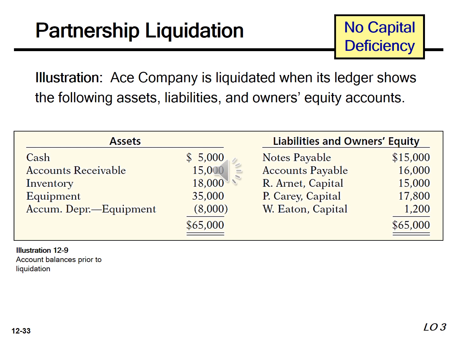The illustration says Ace Company is liquidated when its ledger shows the following assets, liabilities, and owner's equity accounts. So on the assets side, we have cash, accounts receivable, inventory, equipment and accumulated depreciation on the equipment. And on the liabilities and owner's equity side, we have notes payable, accounts payable, Ornett capital, Carey capital, and Eaton capital. So we have three partners here.